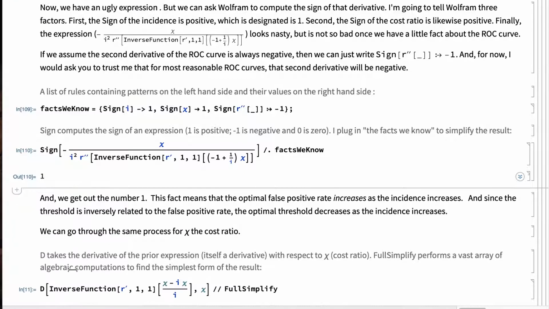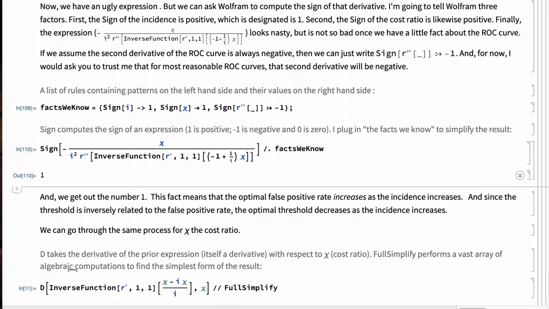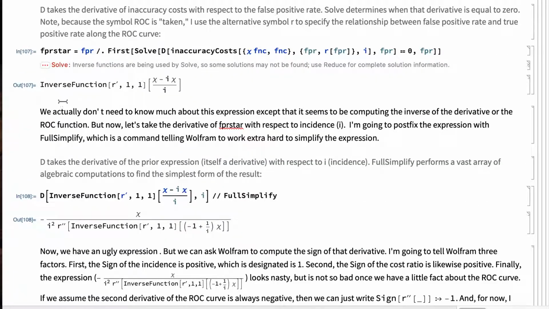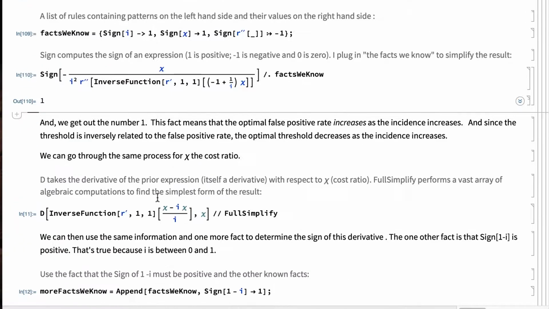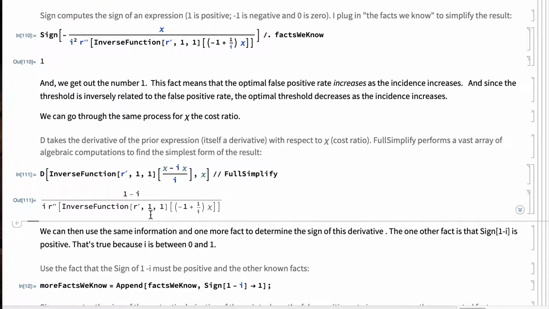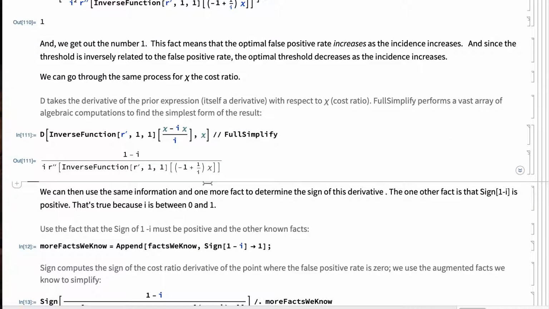We can actually do the same thing to figure out what effect the cost ratio has. Let's grab this expression here. And let's differentiate it with respect to the cost ratio. All right, we do that. Again, who the heck knows what that means? But we don't really need to know what it means.